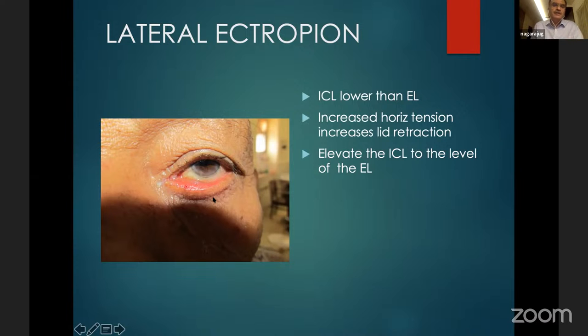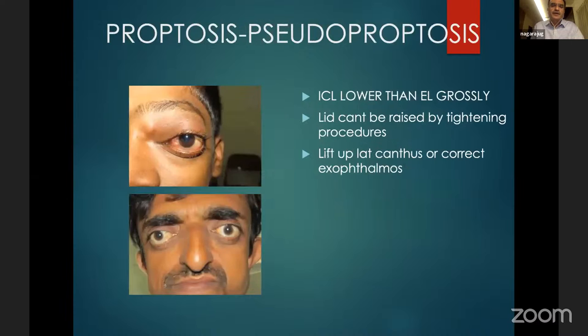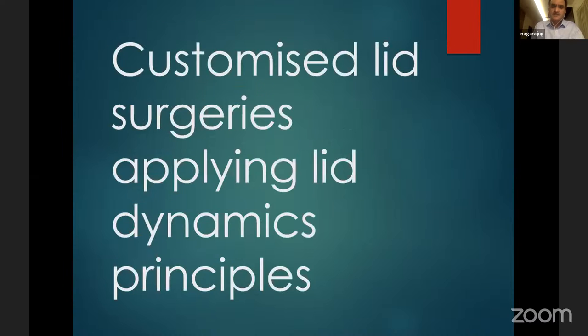This is just for an academic purpose so that you will understand and you will try to look for the punctum also. Most of the time, the lid surgeries are managed without testing the lacrimal excretory apparatus. So it is mandatory for all patients who have got lid malposition, you have to check the lacrimal excretory apparatus also. Okay. And in proptosis also, you can see the ICL will be lower than the equatorial line because of all these changes. This is an interesting concept.